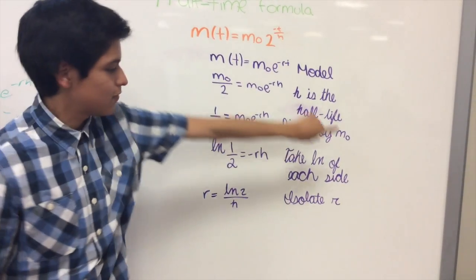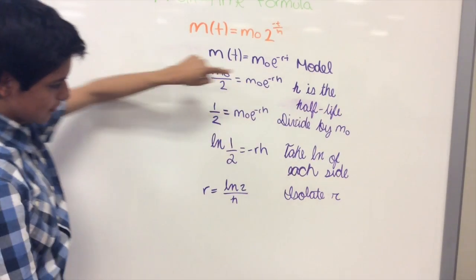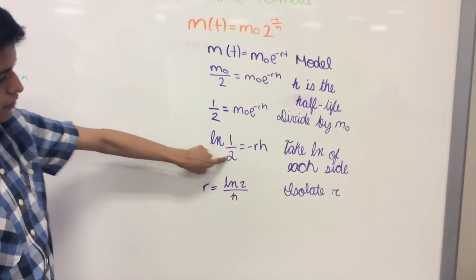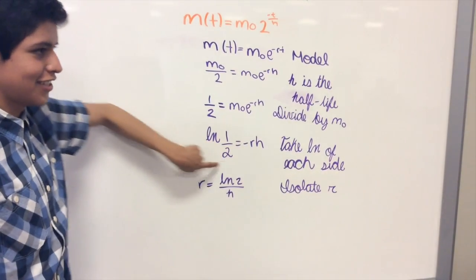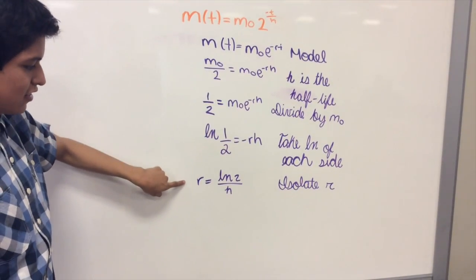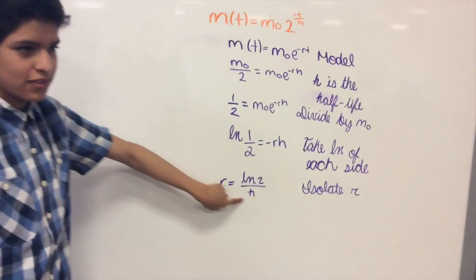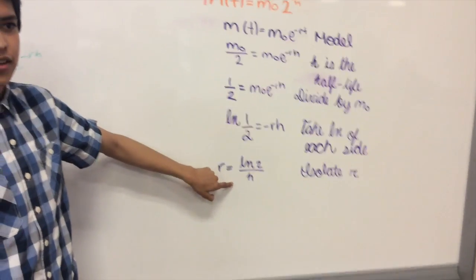Then the natural logarithm of 1/2 is equal to -rh. Take the natural logarithm of each side. Finally, isolate r. Then we have that r is equal to the natural logarithm of 2 over h. This equation helps find the rate r from the half-life h.